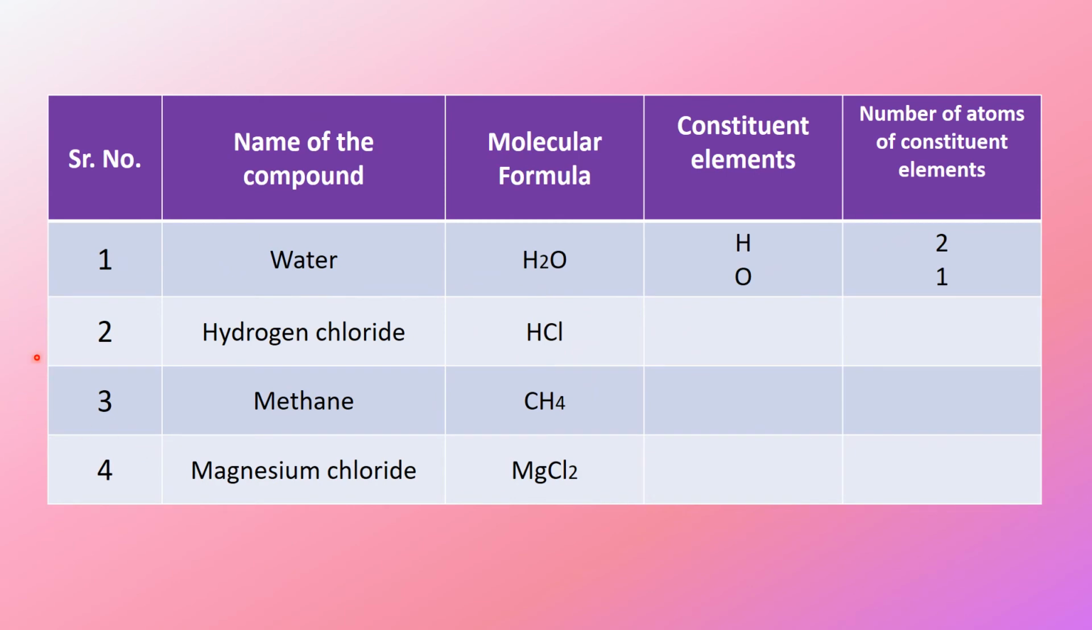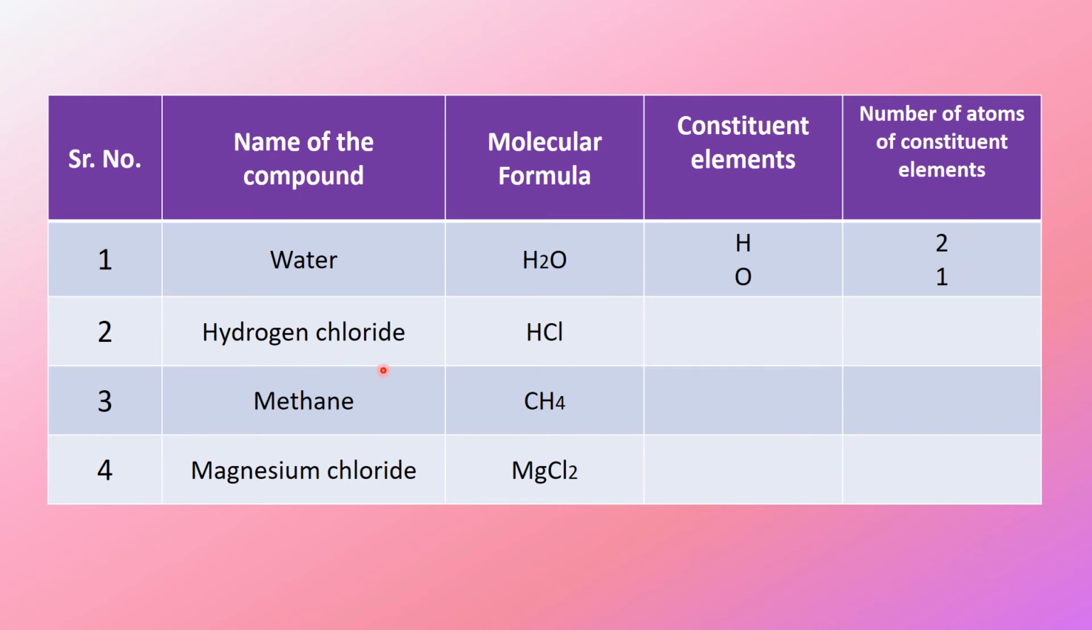We'll see the table given on page number 46. See here, name of the compound: water. The molecular formula of water is H2O. The constituent elements are H and O. Next, the number of atoms of constituent elements. How many atoms of hydrogen? 2. And oxygen? 1. So 2 and 1.